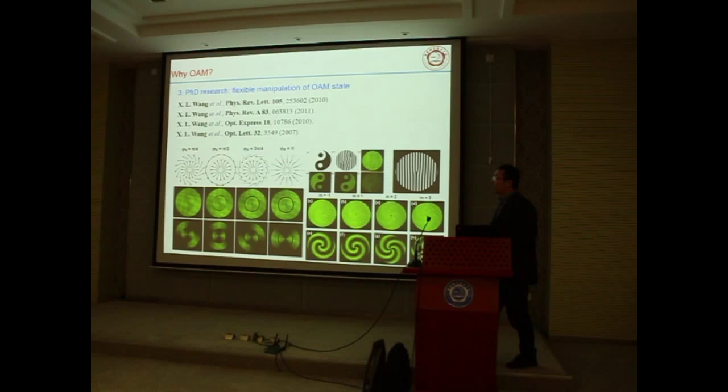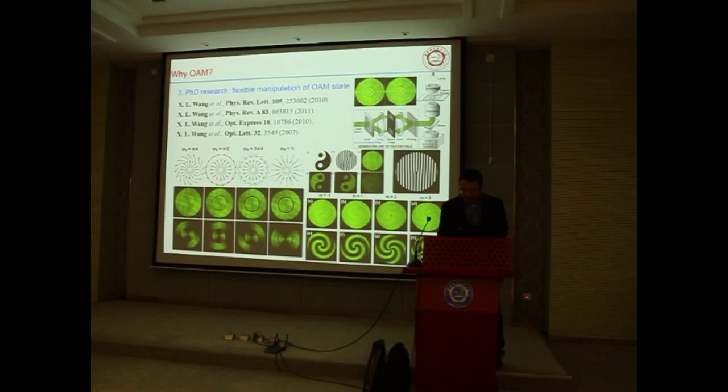And the third reason to choose OAM is that we have mastered the OAM technology. During my PhD, I focused on the coherent control of optical fields, including SAM and OAM. These patterns are typical results for optical vector fields. I also used these fields for optical manipulation, and this work was done during my PhD.